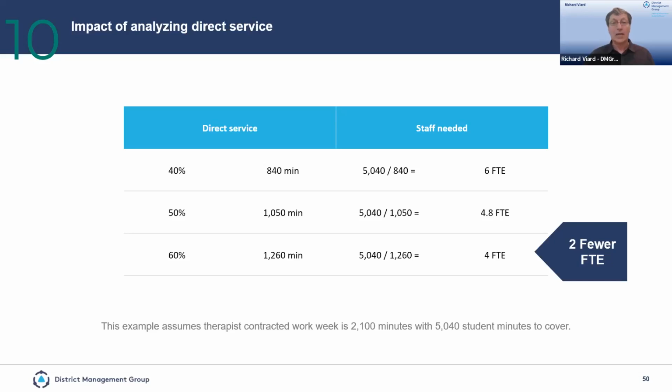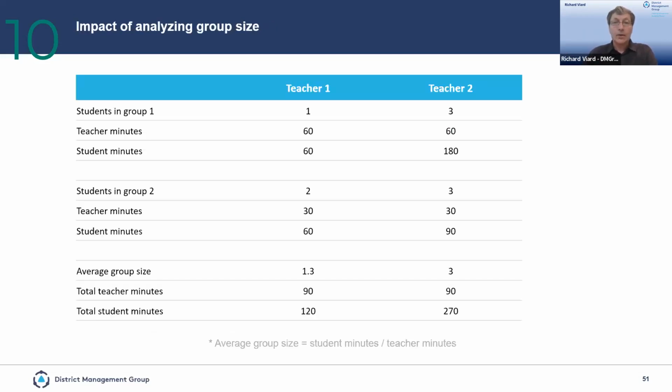And sometimes by just having a discussion about it, you'll realize, oh, I thought we had to do this. Oh, no, I always do it this way. And you can find actually a way to improve that. So just an increase in contact time with students can really reduce the amount of staff you need to cover the student needs. The other lever is group size, right?